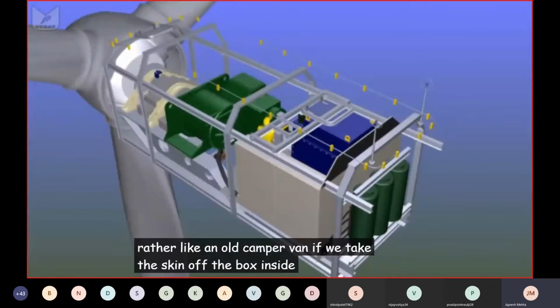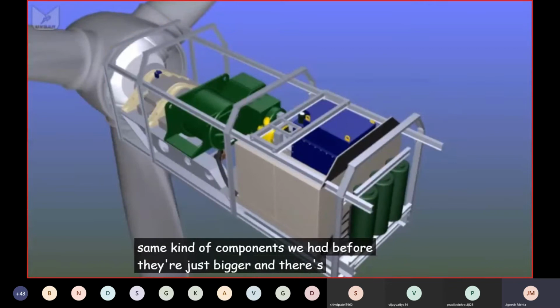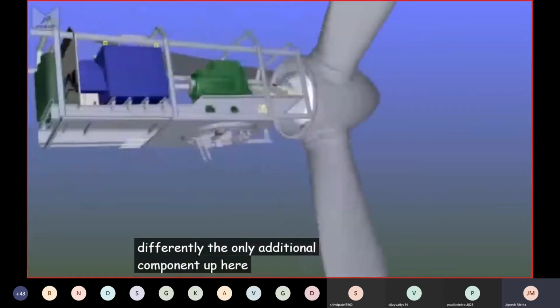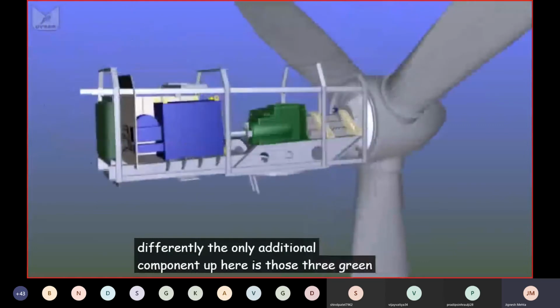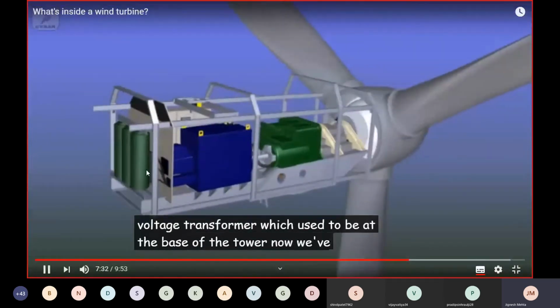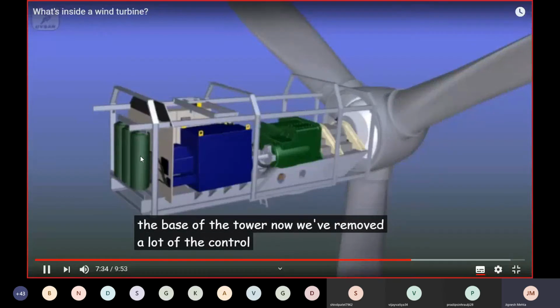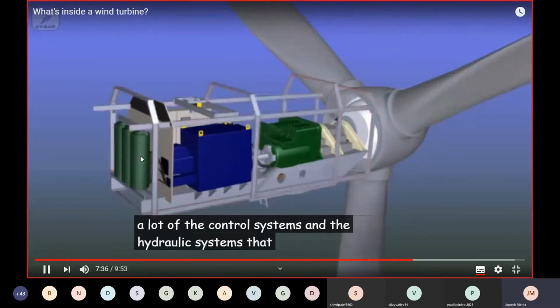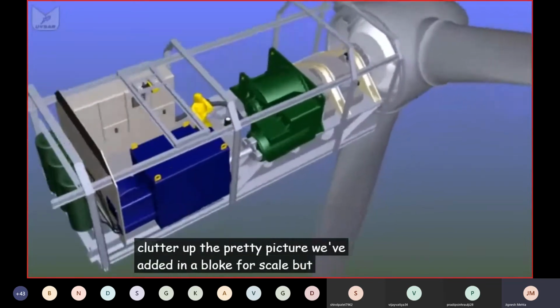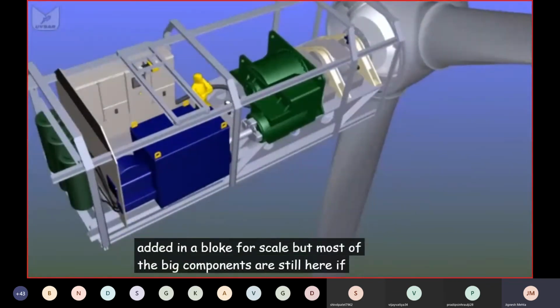If we take the skin off the box, inside we have the same kind of components we had before. They're just bigger, and there's a little bit more room, so they're laid out a bit differently. The only additional component up here is those 3 green cylinders at the back. That's our high voltage transformer, which used to be at the base of the tower. Now we've removed a lot of the control systems and the hydraulic systems that would just clutter up the pretty picture. We've added in a bloke for scale, but most of the big components are still here.